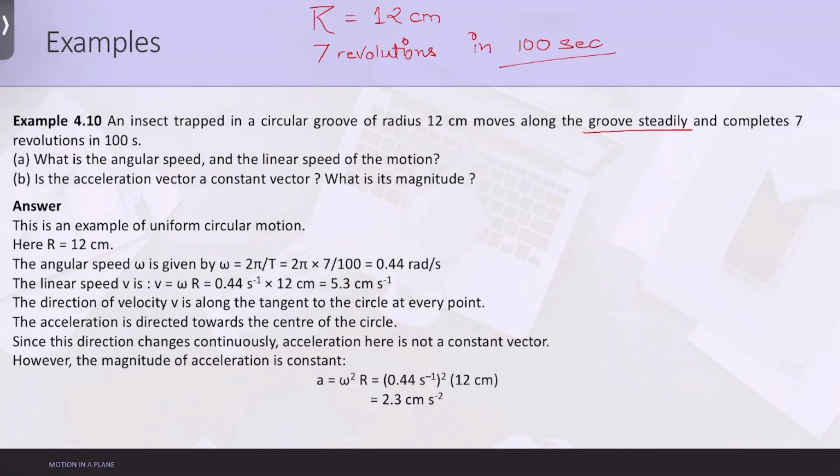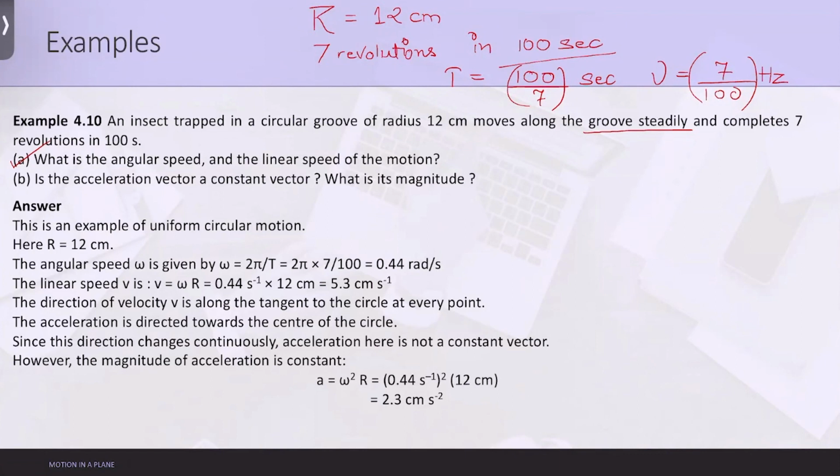That means what is the time period basically? Time period for one revolution is basically 100 divided by 7. So that much time it takes for completing one revolution. Therefore, what will be the frequency? Frequency will be 1 by T, which is 7 by 100 hertz. Next, the first question asked is: what is the angular speed and the linear speed of the motion?